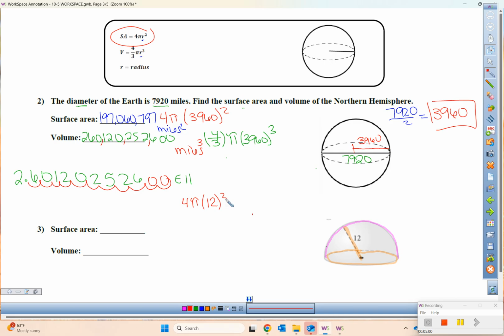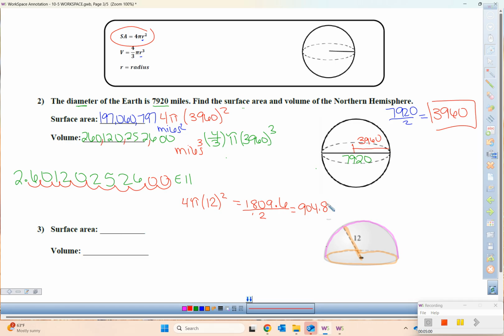So if we go ahead and put this in our calculator and see what we get, 4 pi 12 squared, and I get a number like this, 1809.6 if I round it. Okay? Then we said we only have half of it, so we're going to take this number and divide it by 2, and I get a number like 904.8.